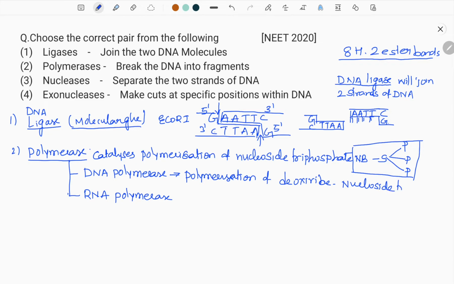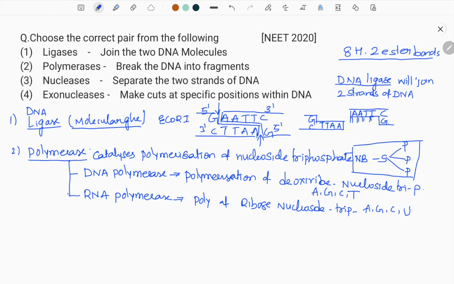Nucleoside triphosphates, I write here tri-P. They include adenine, guanine, cytosine, thymine. And RNA polymerase will cause polymerization of ribonucleoside triphosphate. They include adenine, guanine, cytosine. There is no thymine but uracil.